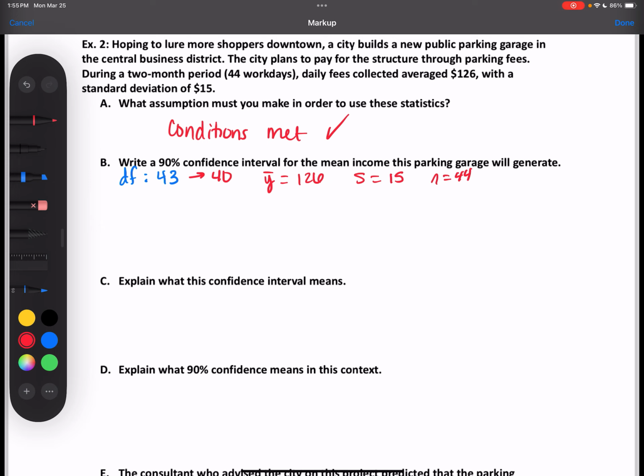When Joy's mad at me, she goes, you get an X. And I'm like, what? I don't know what that means.